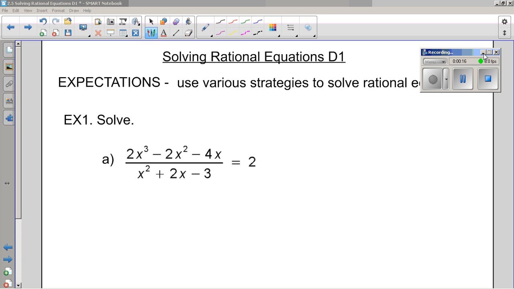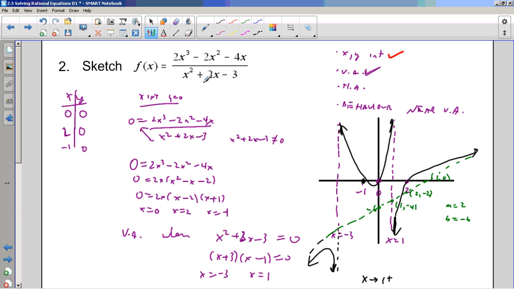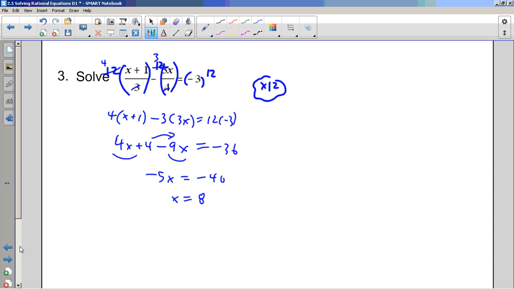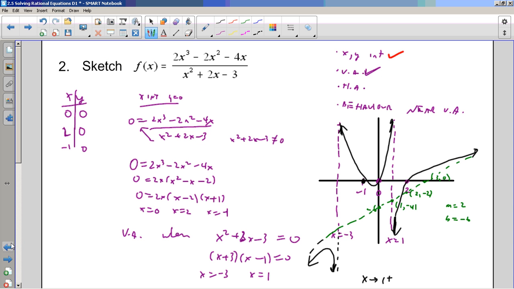So, for instance, we're asked to use various strategies to solve rational equations, and we have some rational expression equal to 2. This is f of x from the 3-minute review. What we're interested in is finding where f of x is equal to 2. Well, one technique, and this isn't very accurate, is to use a graph. If I wanted to, just where's y equal to 2?